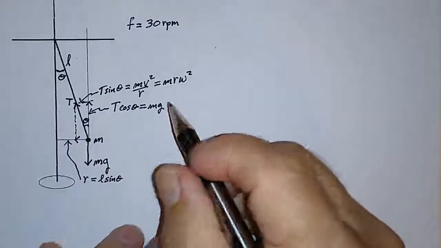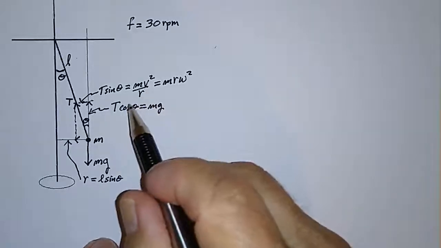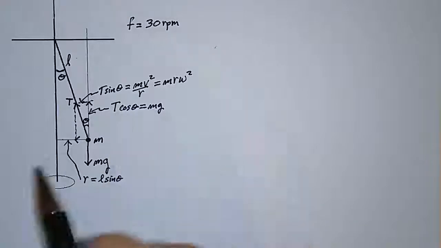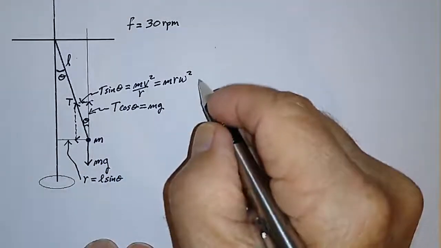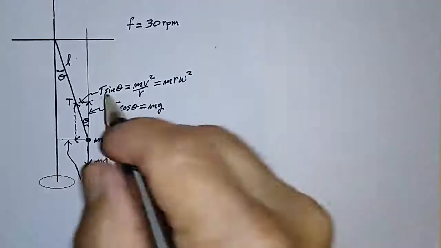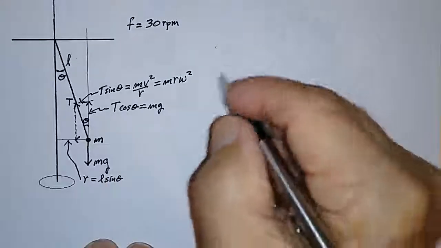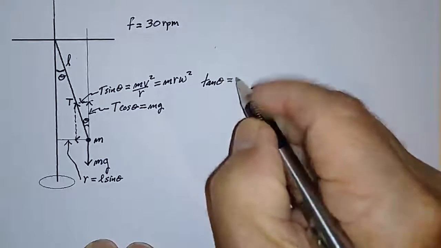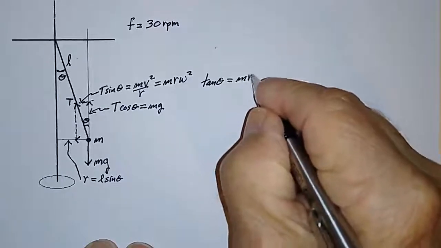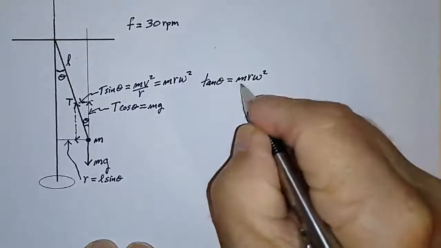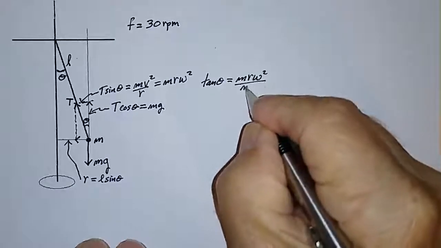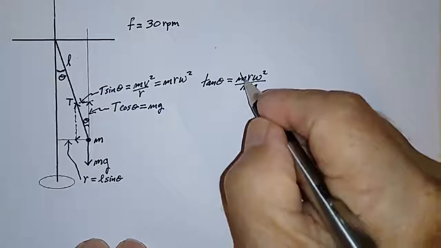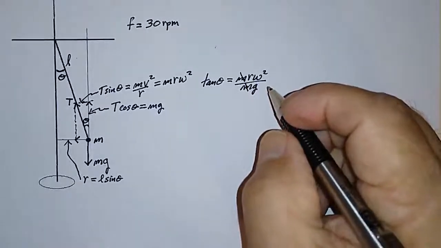So one way that's fairly quick to get rid of T would be to divide this equation by that equation. And if I do that, I have T sine theta over T cosine theta, so that's just tangent theta, equal to m r omega squared divided by mg, and the masses cancel out. Turns out I don't even need to know what the masses are.